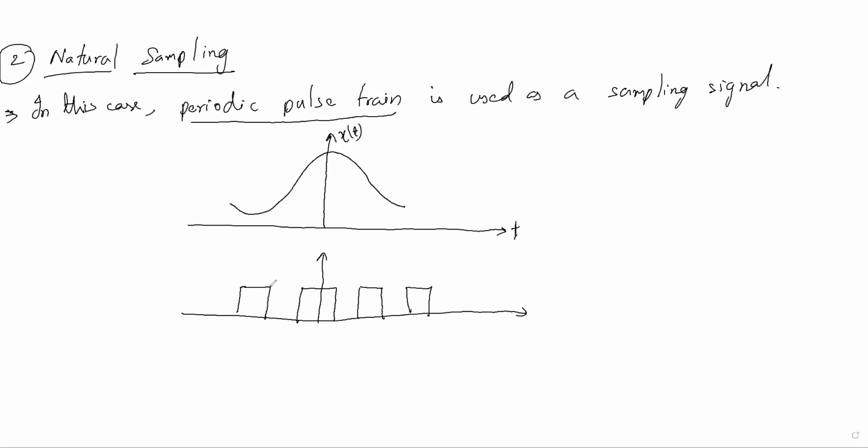All the widths of these rectangles should be the same. This is c of t. This is the periodic pulse train signal. From here to here, this is the sampling period, and 1 by Ts is the sampling frequency. Suppose the amplitude is 1. And then what will be the sample signal?